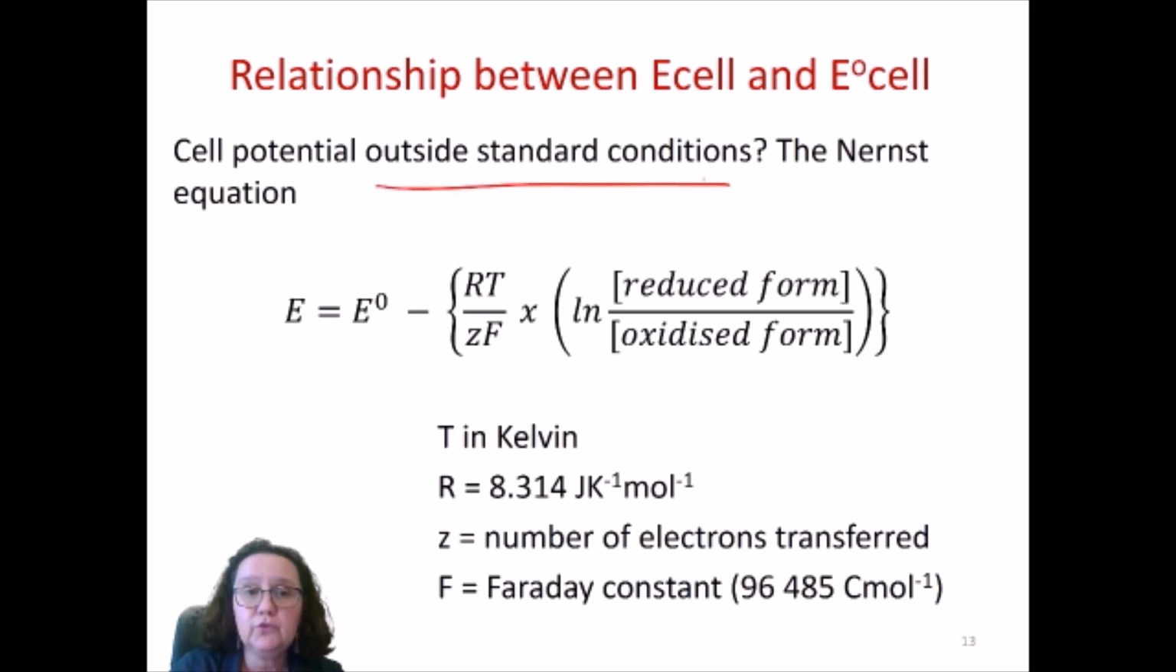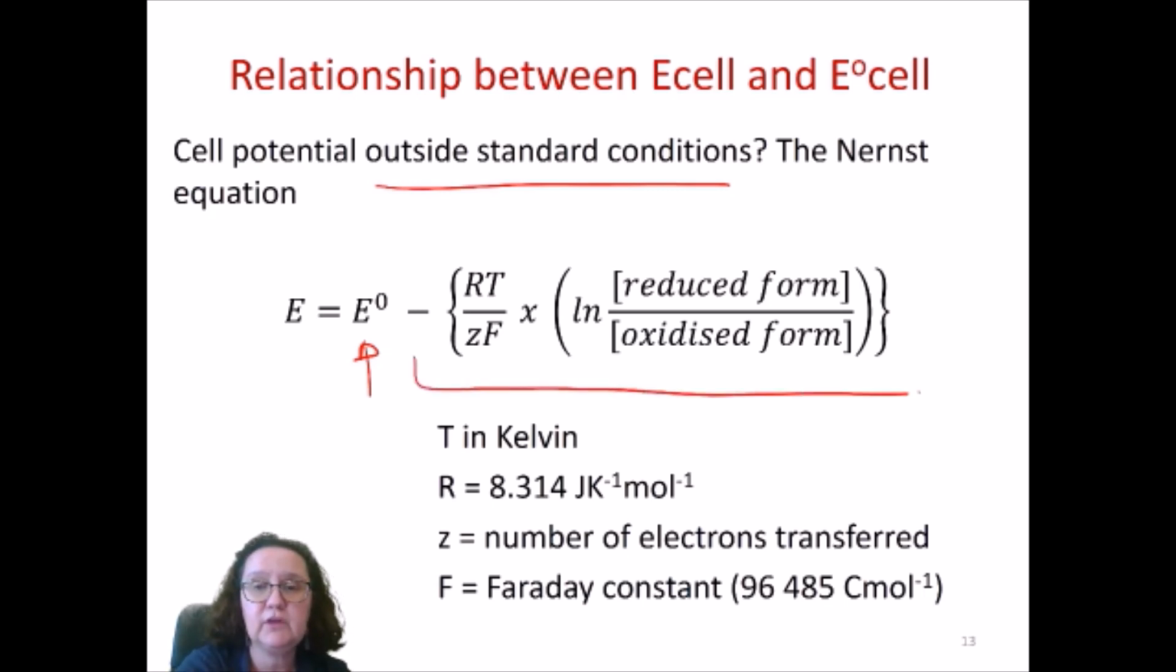Well, to calculate that, we need to use the Nernst equation, which relates the standard electropotential of a particular cell with the equilibrium constant. So you've got this part of the equation that tells you information about the conditions of that particular cell. T is the temperature, which needs to be in Kelvin. R is the ideal gas constant in joules per Kelvin per mole. Z is the number of electrons transferred in the reaction, and F is Faraday's constant.